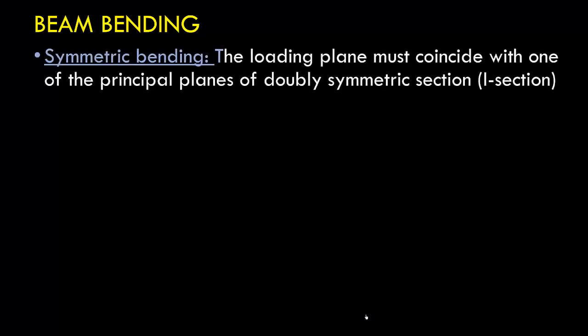So basically the beam bending can be divided into three categories. One is symmetric bending, another is unsymmetric bending, and then we have biaxial bending. So let's discuss symmetric bending.